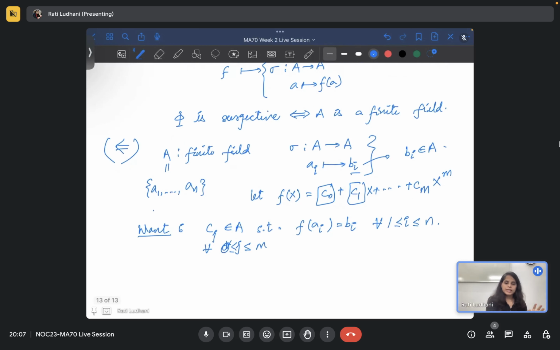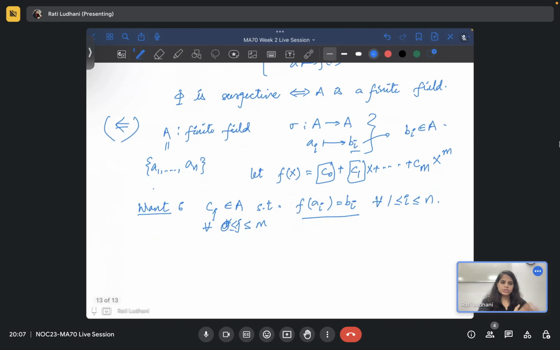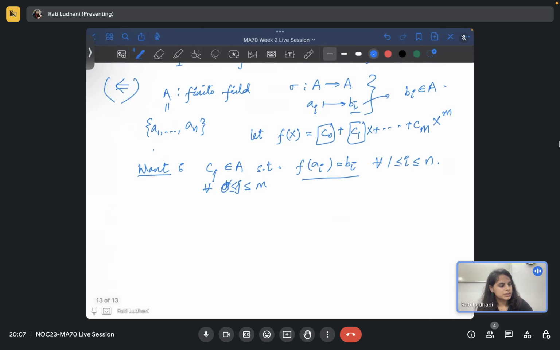So what we are saying is, if we can find the coefficients such that f of a_i is equal to b_i, then we are done, right? We really need to find these c_i's, c_0 to c_m. So let's try to write the equations. If those equations can be solved, then we are done. So I'm saying f of a_i is equal to b_i. That means c_0 plus c_1 a_1 and so on up to c_m a_1 raised to power m is equal to b_1.